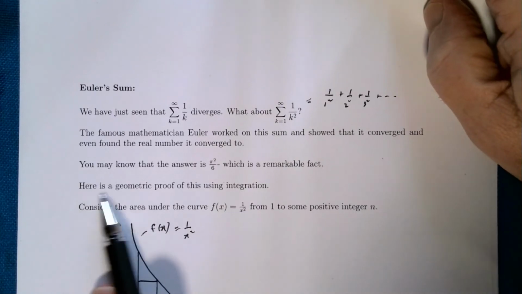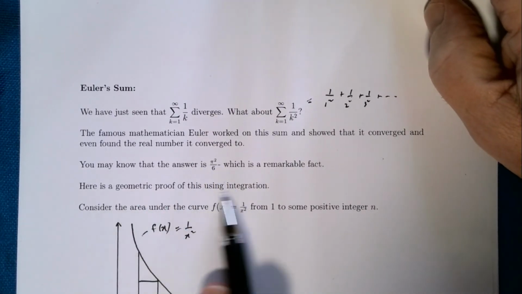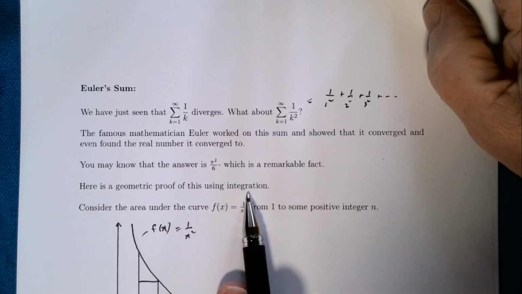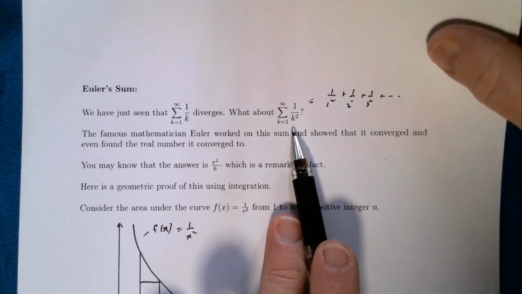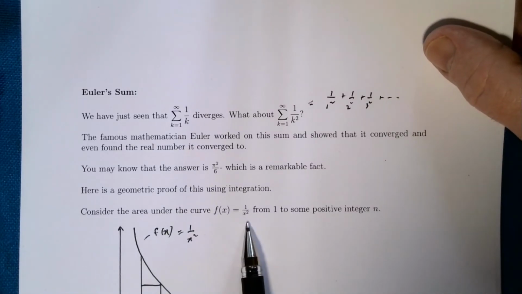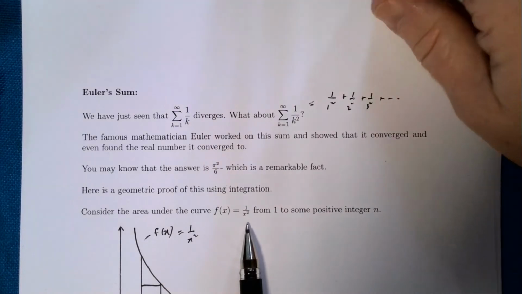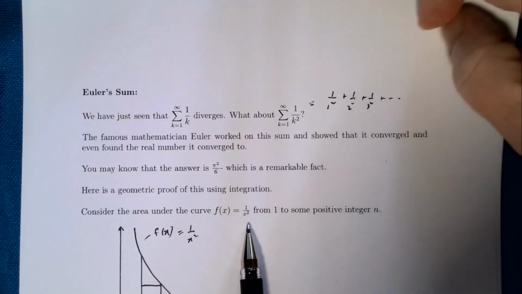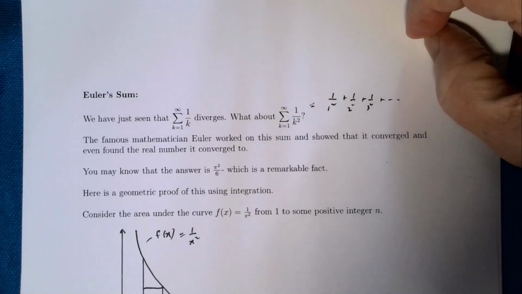Now, I'm going to give you a geometric proof, not the fact that it's pi squared on 6, but a geometric proof using integration that this thing converges. Now, this is a nice example. Again, you should have a look at this one. There'll be a couple of problems similar to this in the tutorial problems we'll have a look at later on, but see if you can follow through the reasoning here.